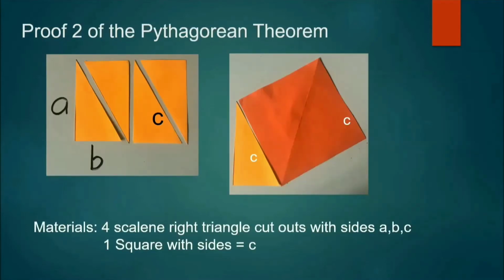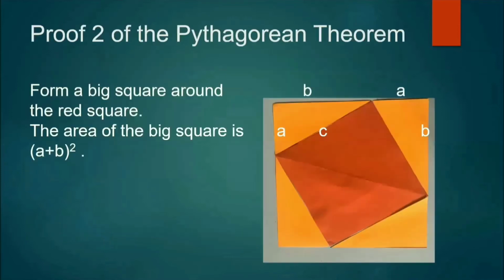This is proof number 2 of the Pythagorean theorem. Materials needed are 4 scalene right triangles cut out with sides A, B, and C, and 1 square with sides equal to C. We need to form a big square around the red square, and the area of the big square is equal to B plus A quantity squared, or A plus B quantity squared.